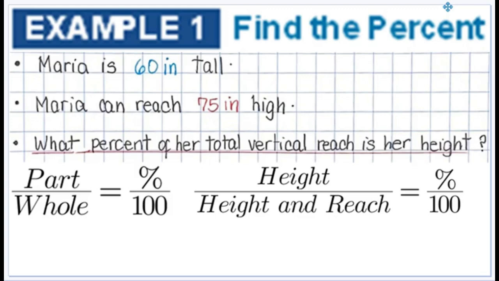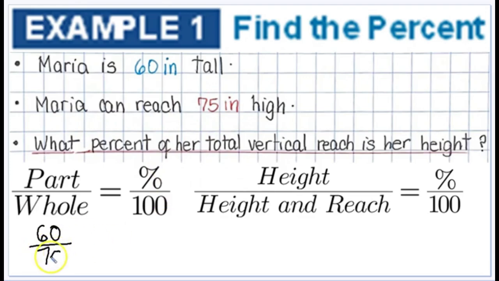Maria is 60 inches tall. Maria can reach 75 inches high. What percent of her total vertical reach is her height? All right, so let's check this out. The part is gonna be how tall she is, right? So that'll be the part. So we get 60 on top, and then the total would be what she can reach, because that's her height and the reach with her arms. So that's gonna be the total.